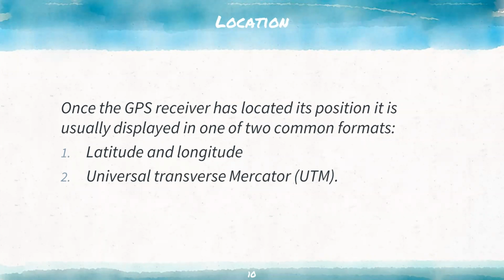Next, location. Location formats. GPS location can be displayed in two formats. First one is latitude and longitude format. Second one is Universal Transverse Mercator format.